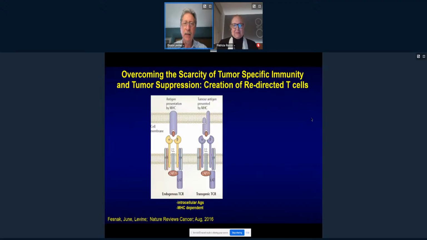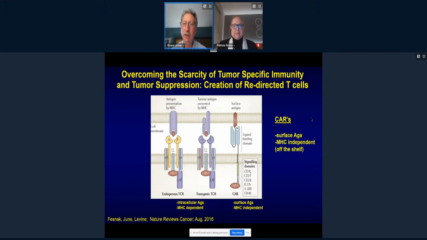And so we can approach that a couple of ways, and we can look at the endogenous T cell receptor. Here on the left, it's a heterodimer that recognizes antigen presented by self-molecule MHC. We can search for a T cell receptor that recognizes a cancer antigen, those that have been identified. But this transgenic T cell receptor, while it recognizes intracellular antigens, it is MHC restricted. So you must identify this construct for each tissue type.